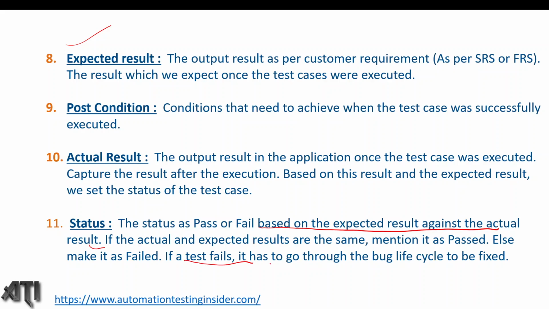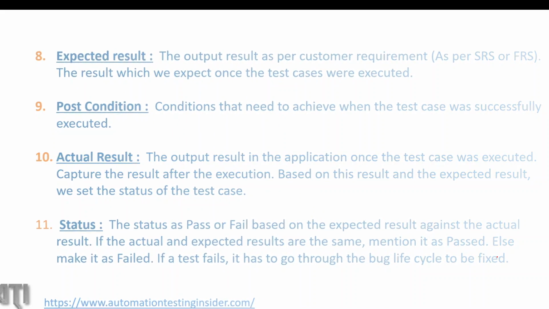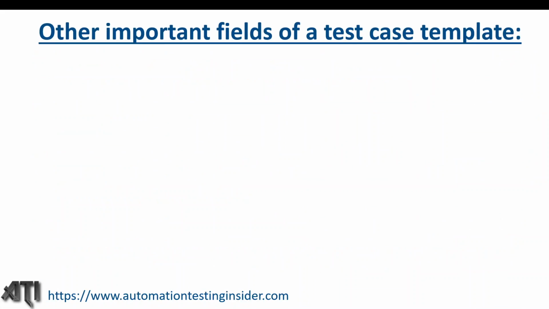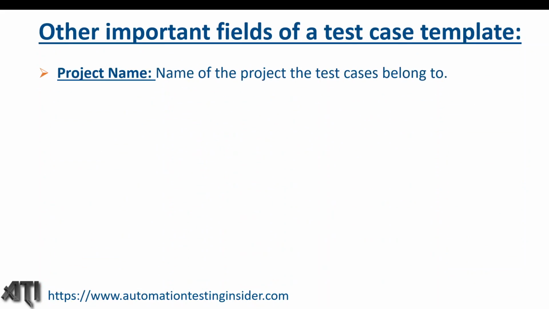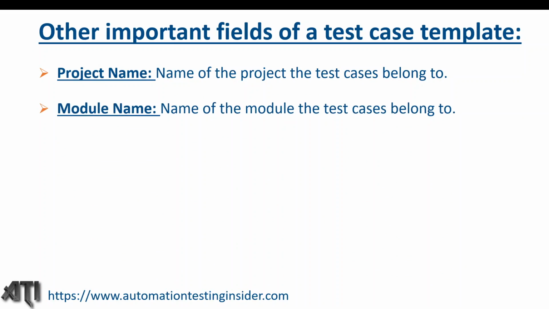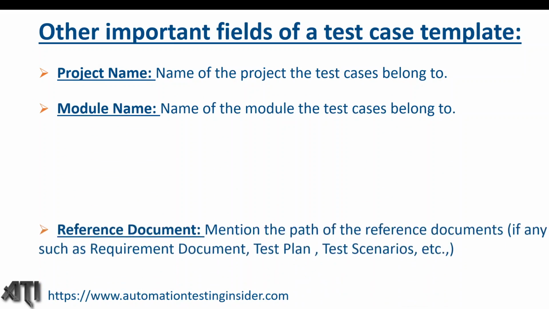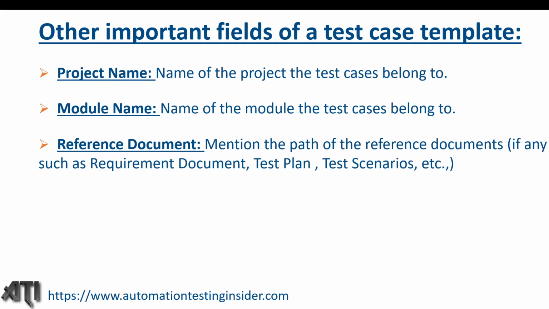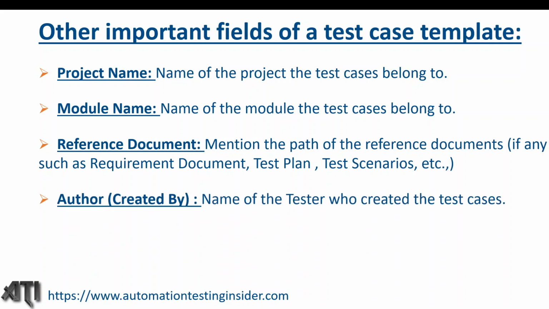And if a test fails, it has to go through the bug life cycle to be fixed, which we'll discuss in coming videos. Other important fields of the test case template: we have project name, which we have seen in the test case format. We have module name, and reference document, where you mention the path of the reference documents if you have any, like the requirement document, test plan, test scenarios.